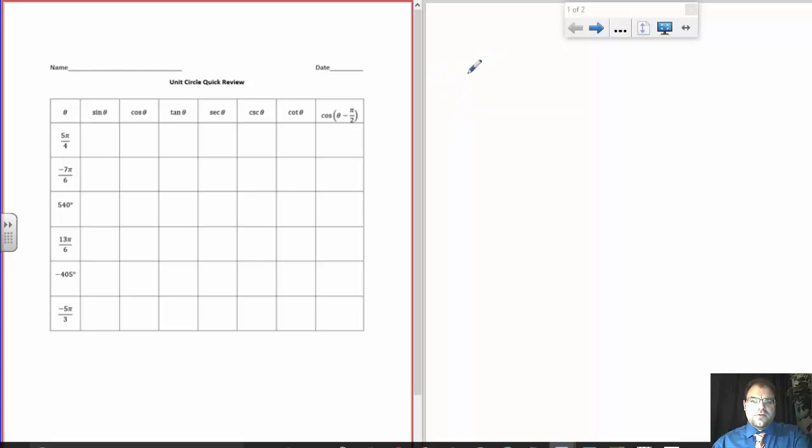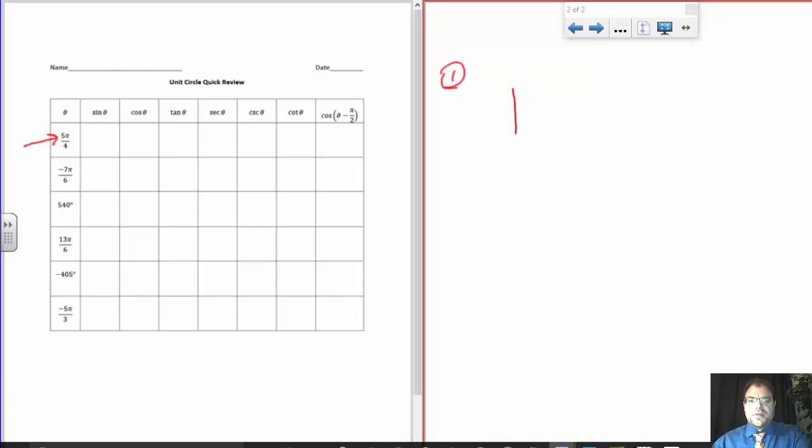So the first thing I'm asking for is all of these trig ratios for this particular angle right here, which is 5 pi over 4. The first thing you want to do on every one of these questions, we'll call it number 1, is to locate 5 pi over 4 on a unit circle. If we sketch a Cartesian coordinate grid, I'm going to figure out where 5 pi over 4 is.